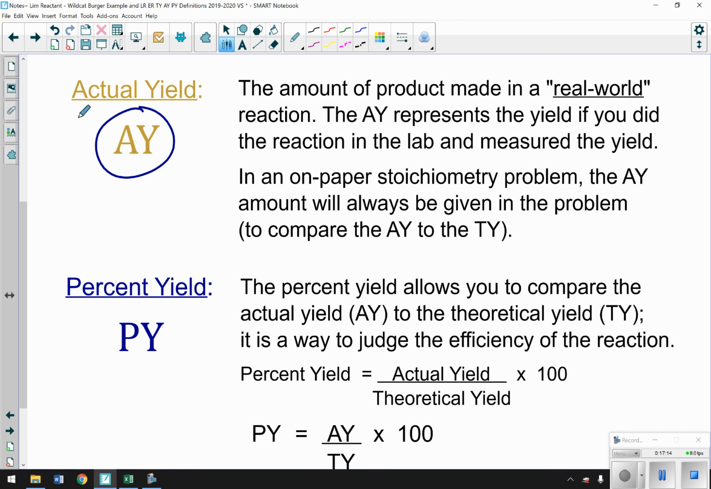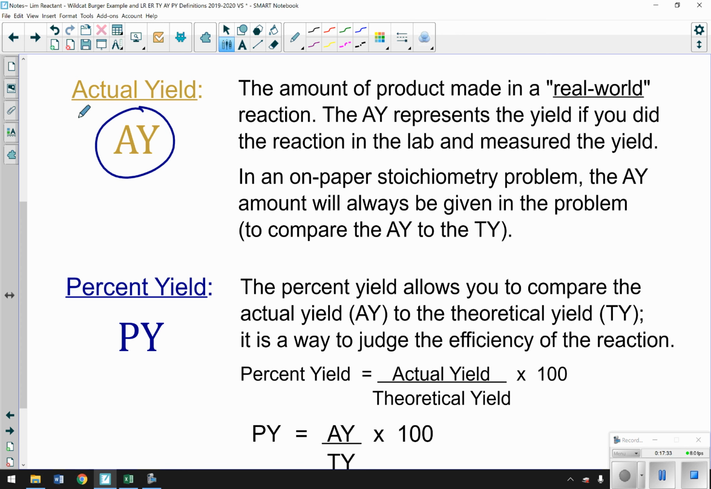And you actually measure the amount of product you make. So if you actually do the reaction and you measure the amount of product that you make, it's never going to be as much as the theoretical yield. There's always going to be some kind of error. And so the actual yield, first of all, is always less than the theoretical yield.